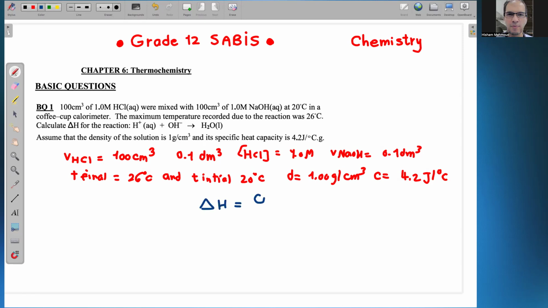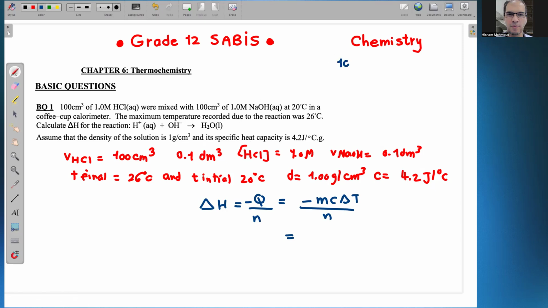the total quantity of heat Q over the number of moles. And this should be negative because this is an exothermic reaction. Neutralization reactions are all exothermic. So Q is equal to m c delta T, divided by the number of moles. I don't have the mass, I have the volume.